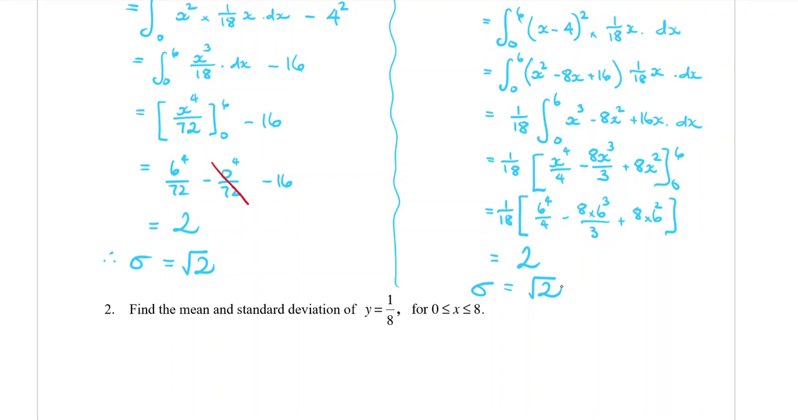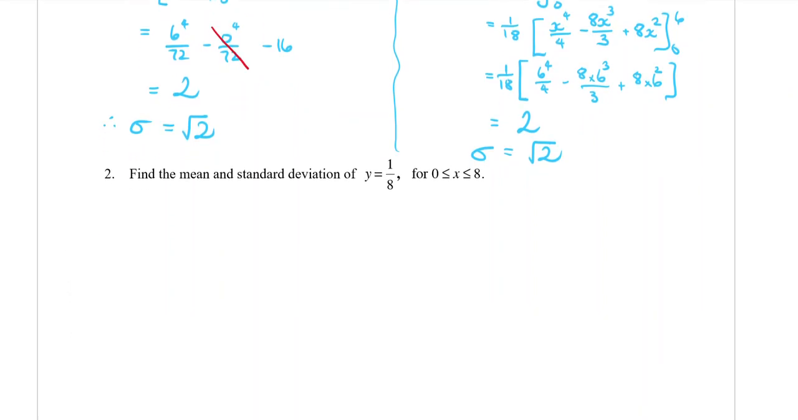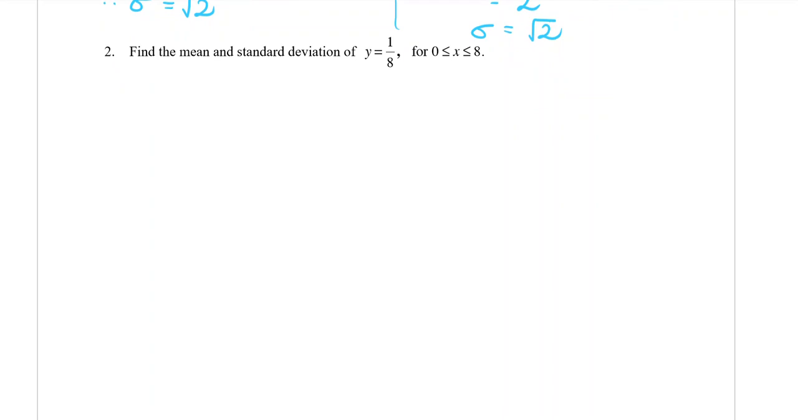Question 2. We're basically going to do the same thing again. It says find the mean and the standard deviation of y equals 1 over 8 between 0 and 8. Mean and the standard deviation. So we've got the two different formulas that we've just looked at. The mean, or the expected value of x, is equal to the integral between a and b of x f of x dx. That's our formula.